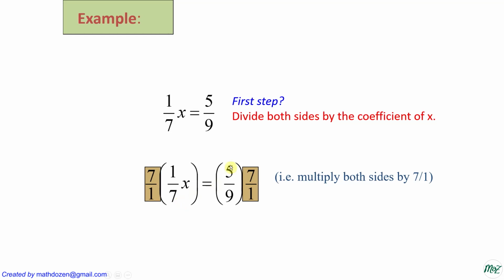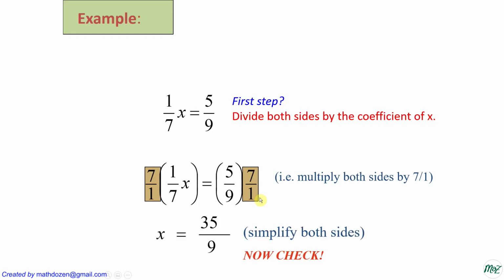And then on the right-hand side, we're going to multiply across numerators 5 times 7 and denominators 9 times 1. So that will clear all the fractions, and the variable x will be standing on its own on the left-hand side. So this is our answer. Even with this simple equation, by using the multiplication property, we managed to get this 35 over 9 in one step.